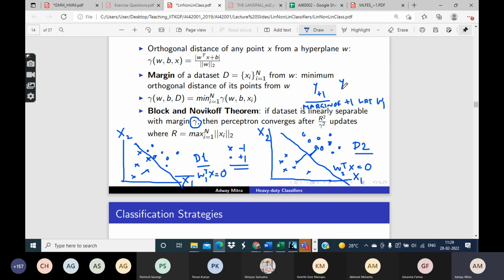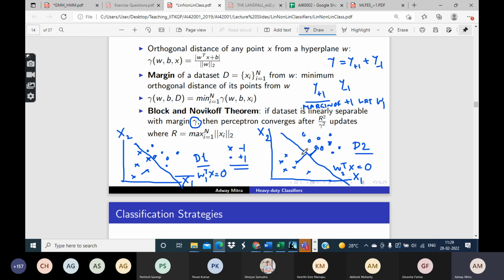Similarly, gamma of -1 can also be measured like this. Gamma of -1 is the margin of the class -1 with respect to the line, which will be this distance. And the total margin we can just define as gamma equal to gamma of +1 plus gamma of -1.